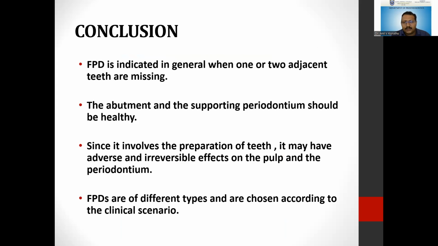So coming to a conclusion, FPD is indicated in general when 1 or 2 adjacent teeth are missing. The abutment and the supporting periodontium should be healthy, since it involves preparation of the tooth, and it may adversely affect the tooth. And FPDs are also chosen according to the location, according to the interdental spaces, and according to the clinical scenario.